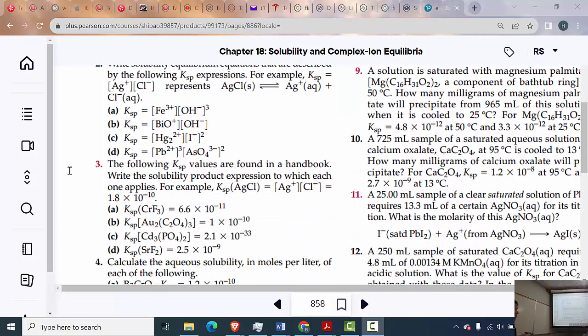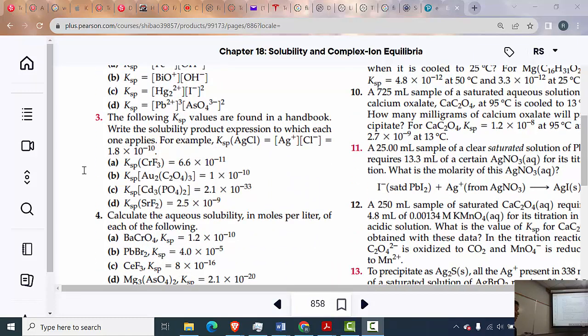Okay, then we go on. The following KSP values are found in the handbook. So when we look at silver chloride, it's 10 to the minus 10. It's pretty small. It's not the smallest. 10 to the minus 50 something was the smallest. But it's not very soluble, silver chloride. On the more soluble end of the spectrum, we have some of the lead salts. And so this is 858.